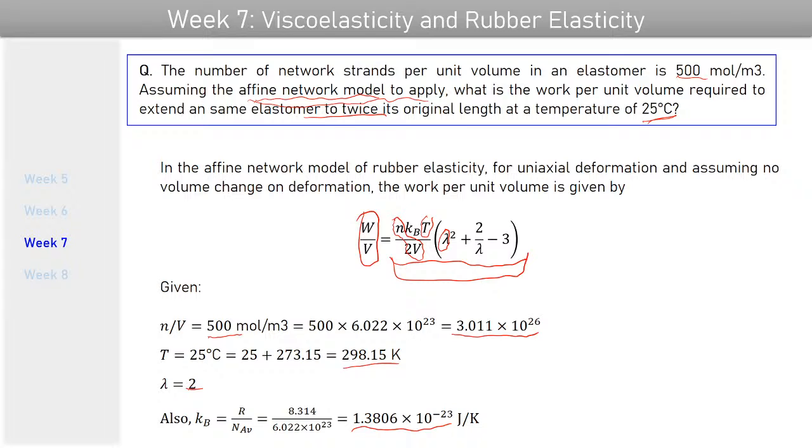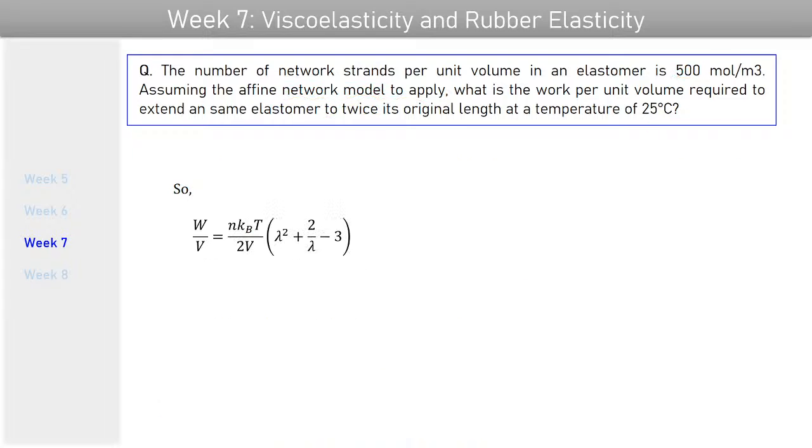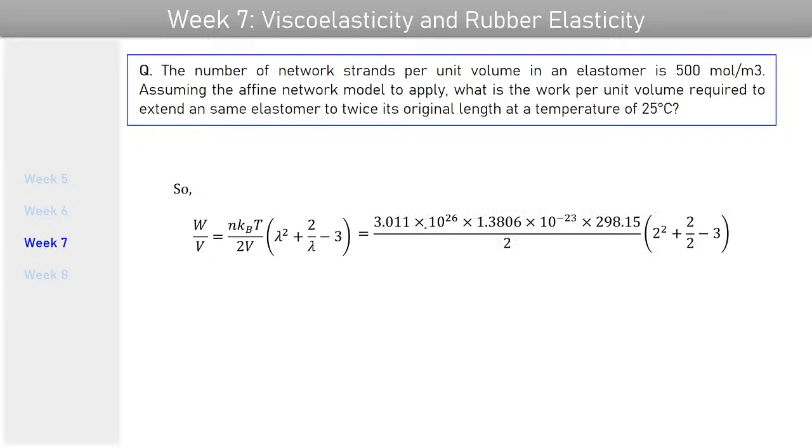extension or deformation. So this is the equation, and if we substitute everything here, then all the numbers, once we substitute and simplify, the value of work per unit volume that we get is close to 1.25 or 24 megajoules per meter cube. So that is the solution to this problem, and here it was just a direct application of the equation that we have studied during this course.